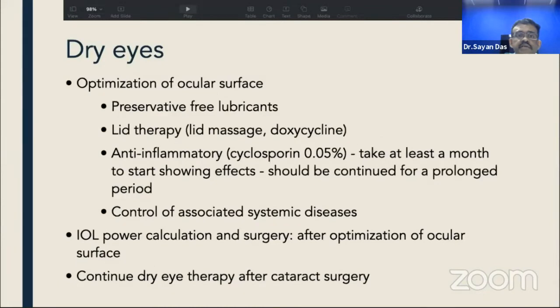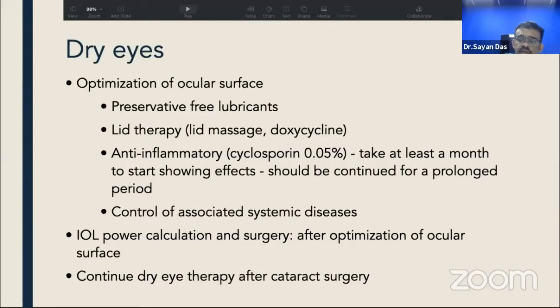And so in a patient with dry eye, whether symptomatic or symptomatic and with signs, we should go for optimization of ocular surface prior to surgery with preservative-free lubricants, lid therapy if there is meibomian gland issues, and anti-inflammatory, particularly cyclosporin. It takes at least a month to show effect.